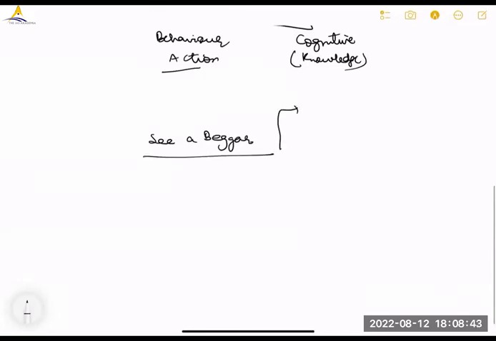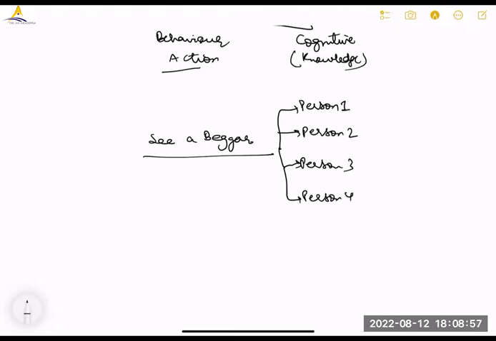So when you see a beggar, what are the various emotions that a person can generate? What kind of emotions do you get on seeing a beggar? Different people will be having different emotions. What emotion do you get? Poor. Pity. Poor is true, but that is not an emotion. Pity, emotion. Sympathy. Okay, one kind of emotion is sympathy. Compassion. Okay, compassion.